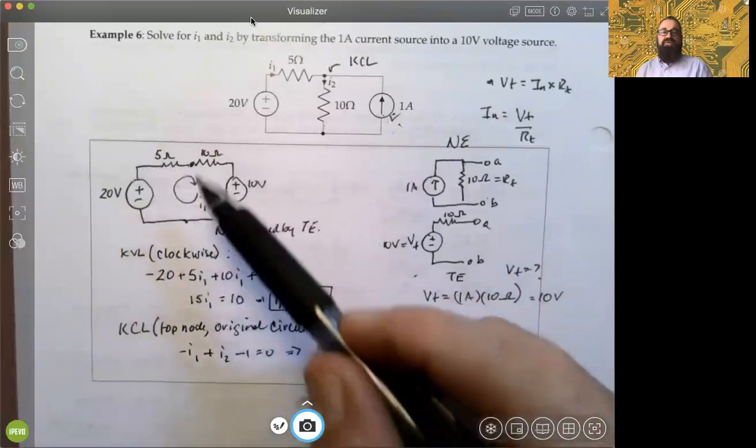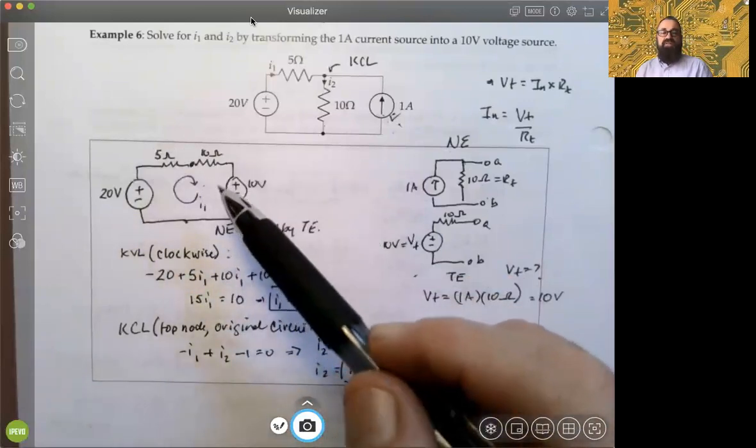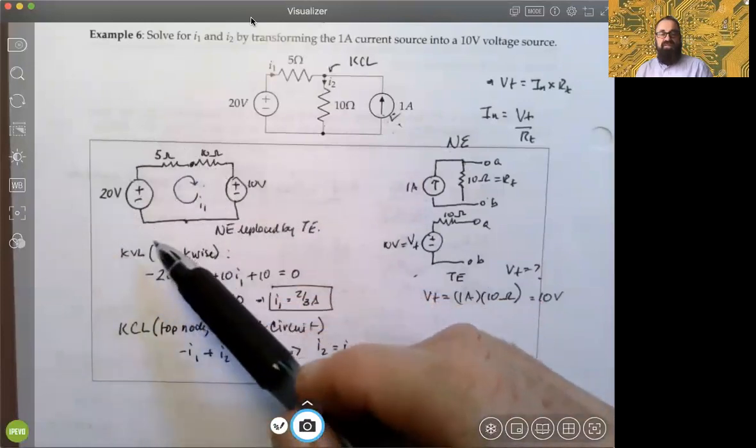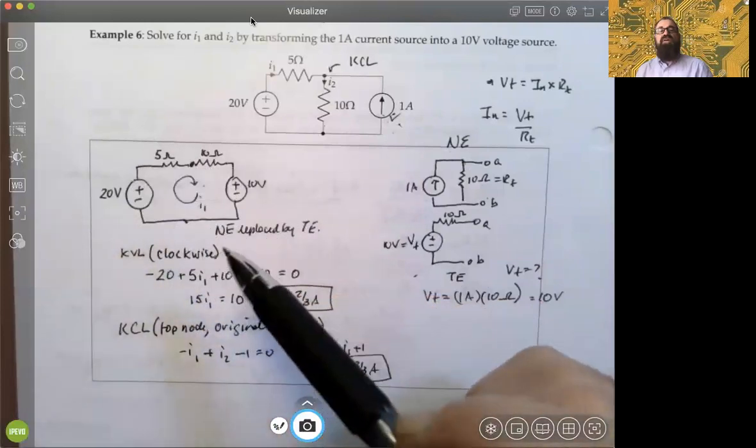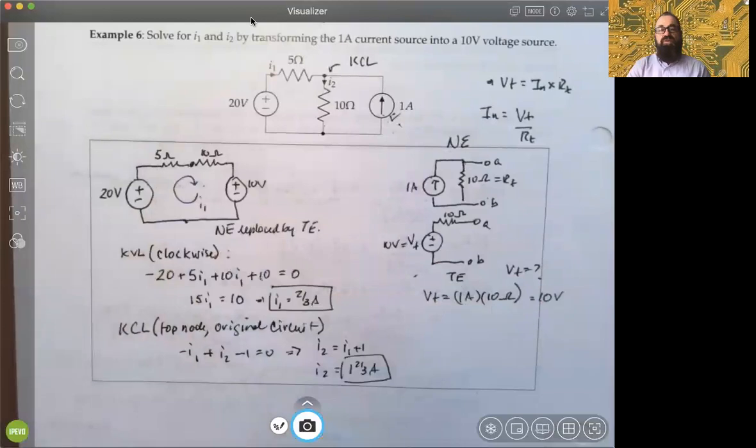It has nothing to do with the rest of it. It's independent, not depending upon what's going on in the rest of the circuit. And then we can just do a KVL like we normally would. So there's one advantage of doing source transformation.